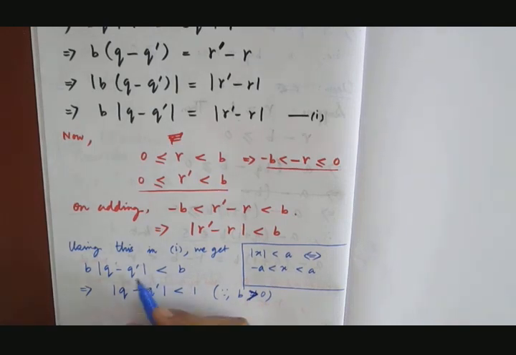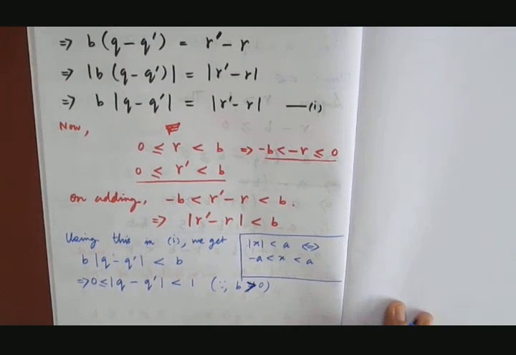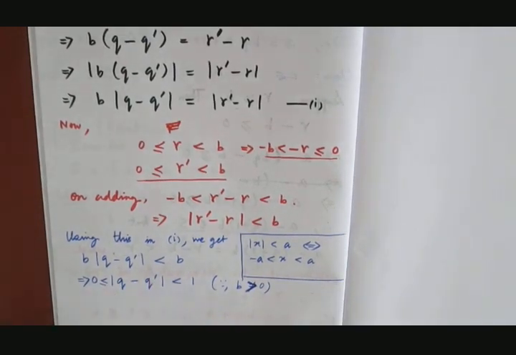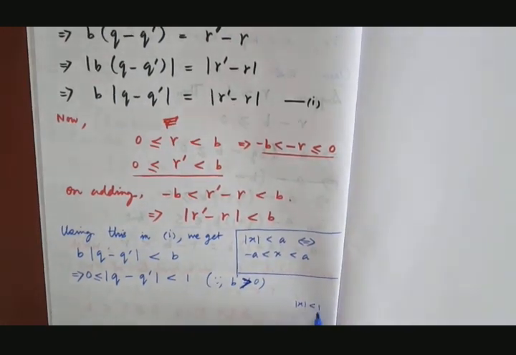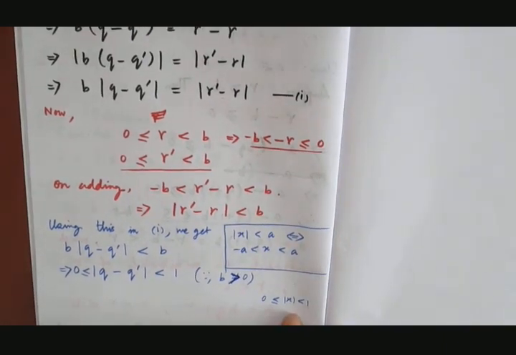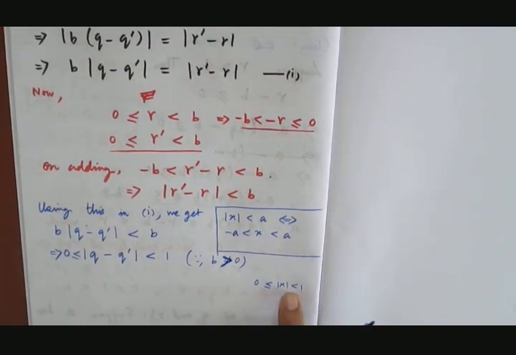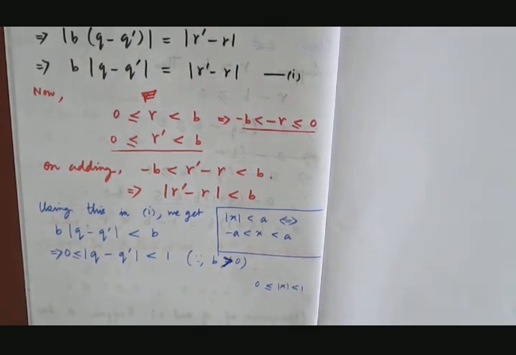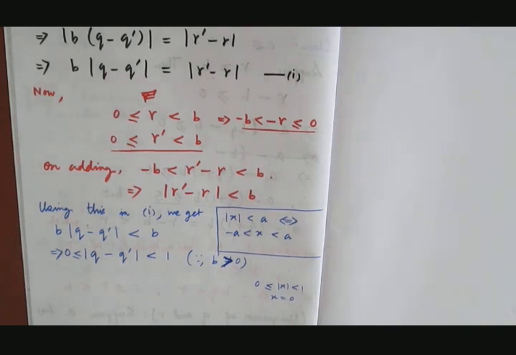Now definitely modulus of any number is greater or equals to 0. Modulus cannot be negative. Now you see, you are getting something like this: modulus of x is less than 1, greater or equals to 0. What is the only value of x satisfying this, provided x is an integer? Yes, x equals 0 is the only possible thing, provided x is an integer.